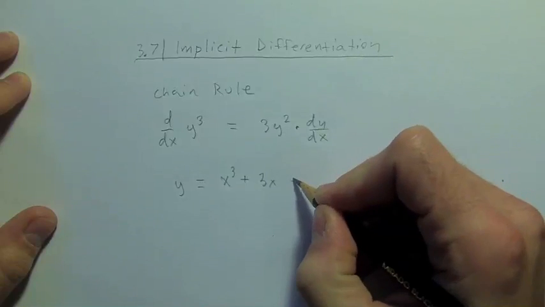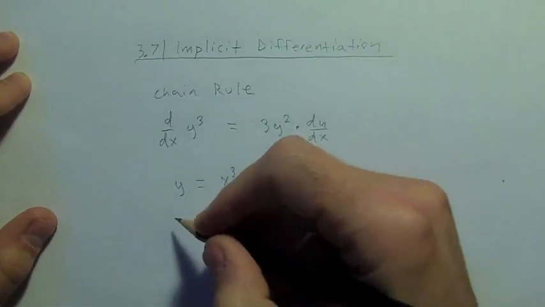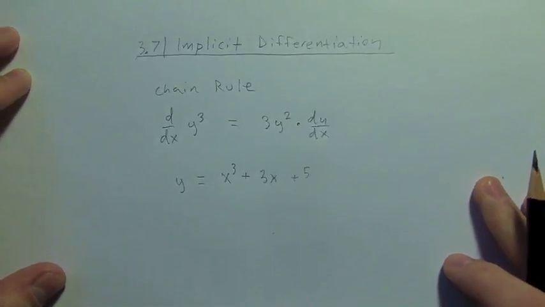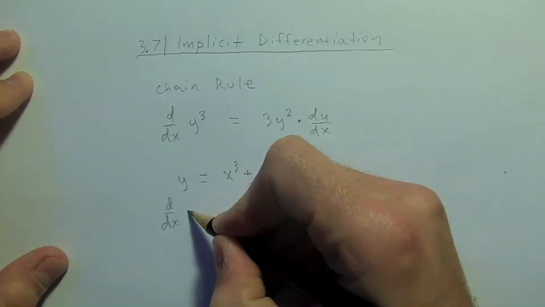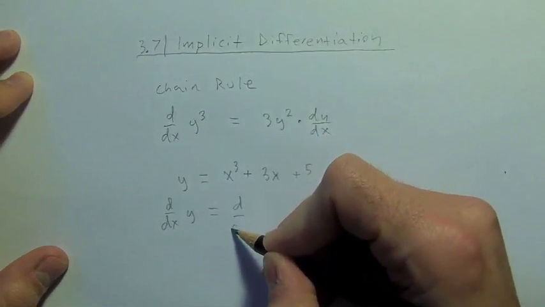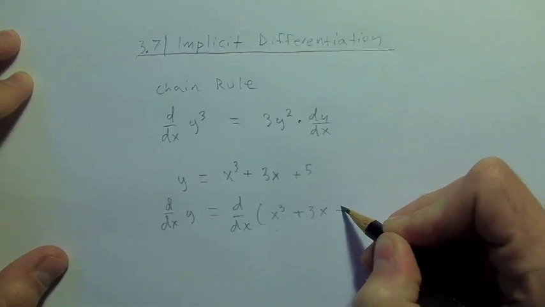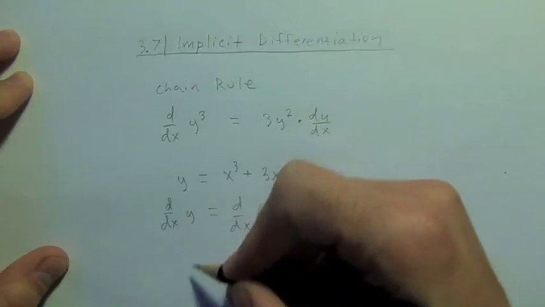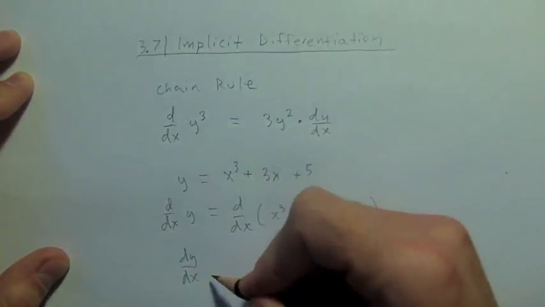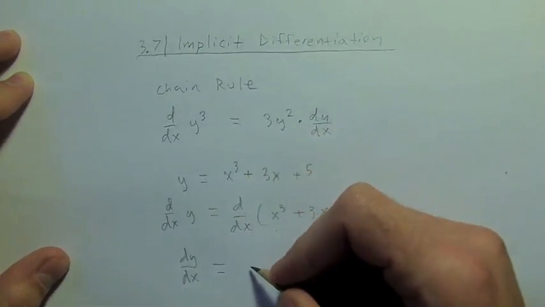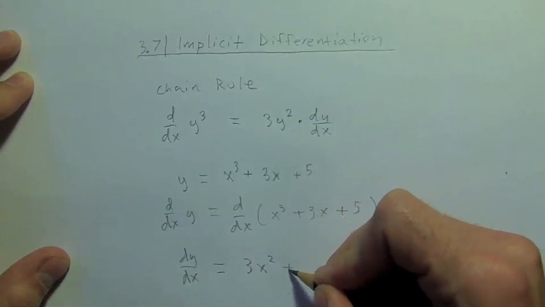we all know how to, say, take this derivative, right? If I have y equals x cubed plus 3x plus 5, and you take the derivative of everything, right, what we get on this side is dy over dx. We just move the y to the top. And then we get, taking the derivative of this side, 3x squared plus 3.